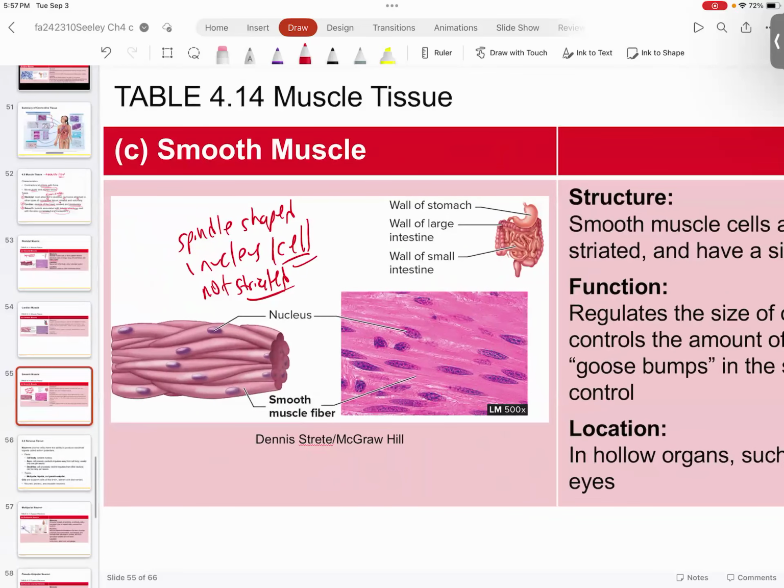For our purposes, it's the culprit behind goosebumps. Right? So whenever you get goosebumps, you actually have a little bit of smooth muscle called the erector pili muscle in your skin.